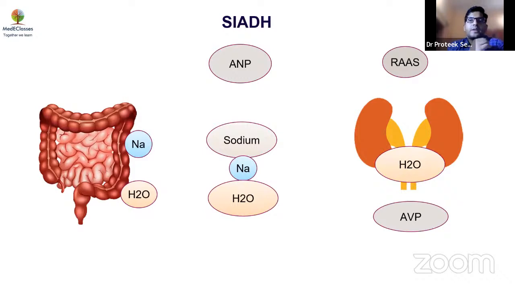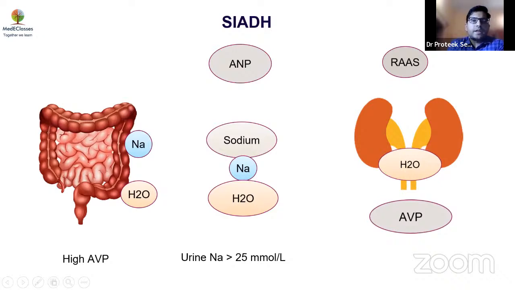Now coming to SIADH. What happens in the SIADH, the body is actually normovolemic. ADH should not be released, but there's an inappropriate release of ADH with normovolemia. So what happens here is basically now, there is again high AVP under the setting of normovolemia.